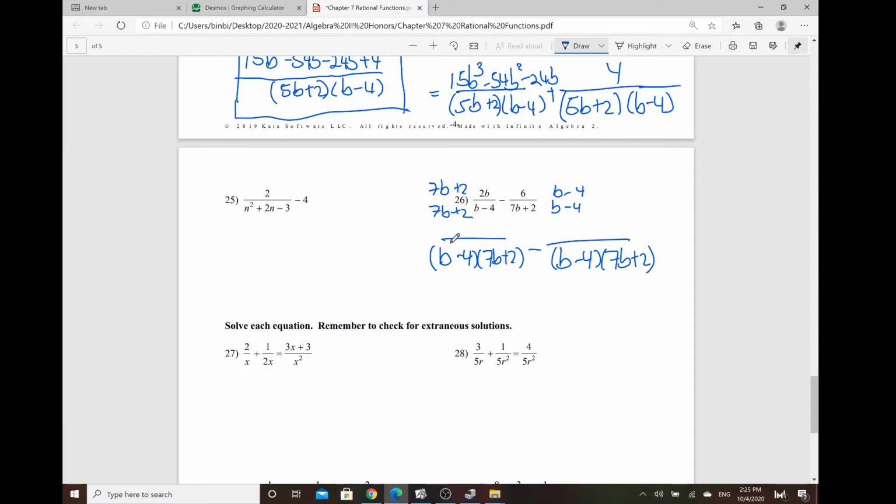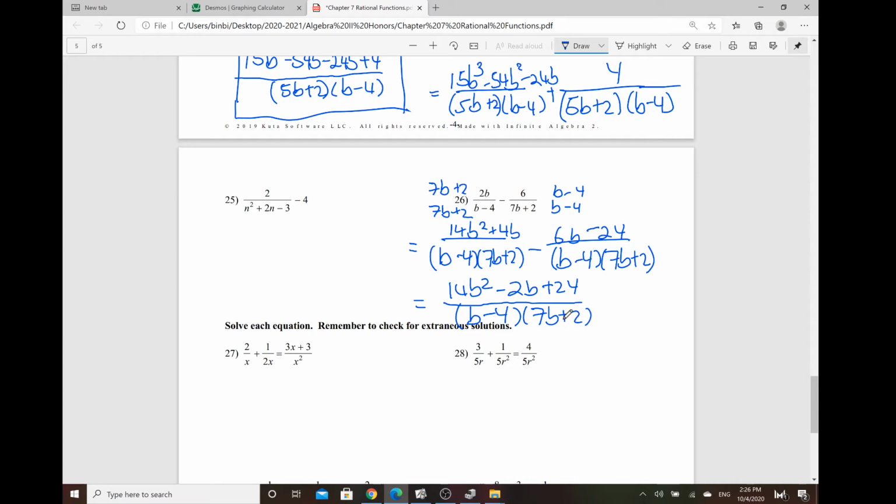So 7b times 2b, that'll be 14b squared. 2 times 2b, that'll be 4b. Minus 6 times b, 6b. Well, this one distributes, so 6 times negative 4, so negative 24. So put this all together, so 14b squared. So 4b minus 6b, then that'll be negative 2b. Negative times negative is positive, so plus 24. So just combine those like terms together. And then this one is all over b minus 4 times 7b plus 2.